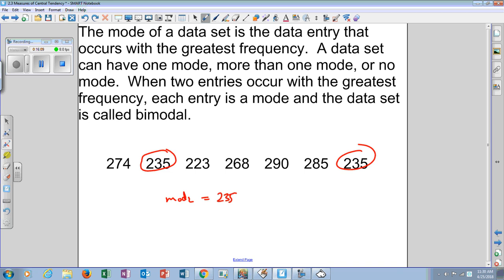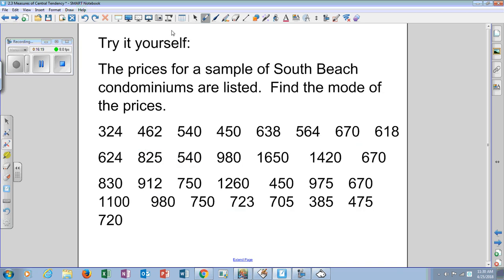Those are the easiest ones. You don't even have to calculate it. All you got to do is figure out which one occurs the most. Try it yourself. The prices for a sample of South Beach condominiums are listed. Find the mode of the prices. So, looking, I don't see any other 324s. I see a couple of 540s. Those jump off the page at me. See some 670s.